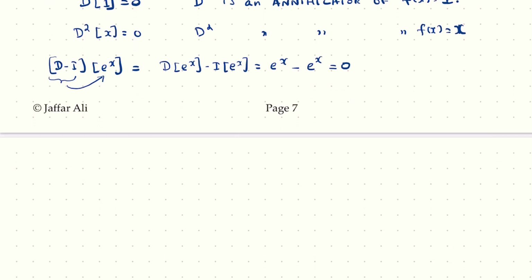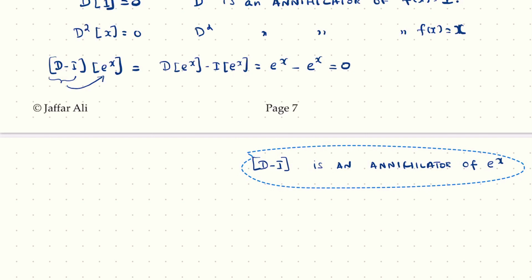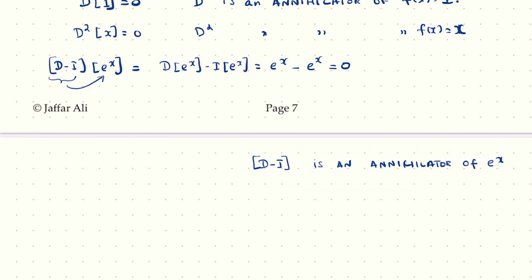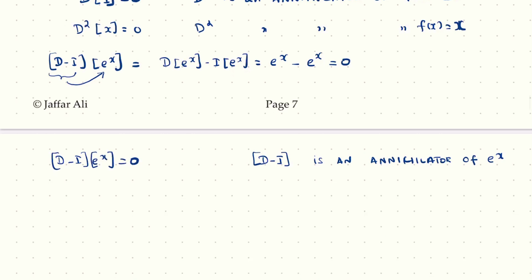So I want you to pay attention to this. This tells you d minus 1 or I is an annihilator of e to the x, right? For that reason, because d minus I of e to the x is equal to 0.